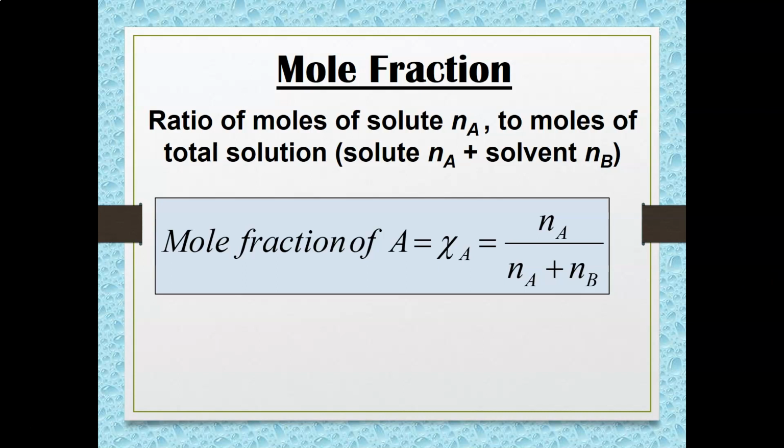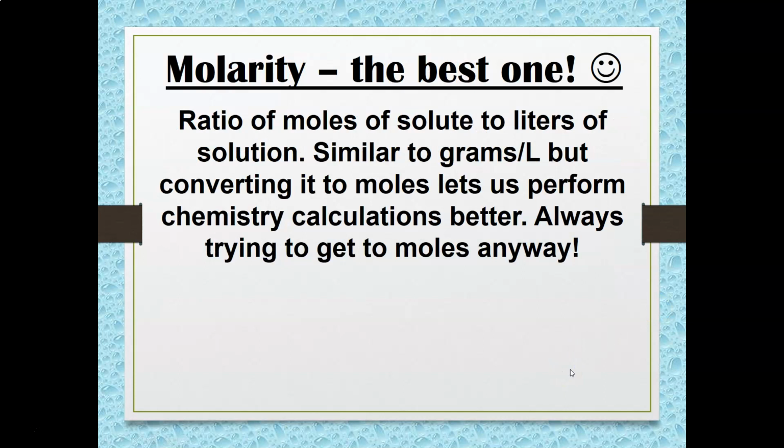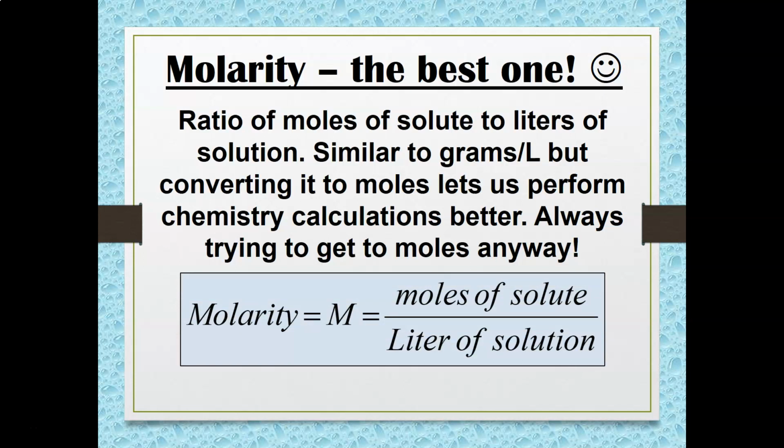The last one is what we call the best one. This is the one we use in chemistry all of the time. It's called molarity. This is very similar to grams per liter, but instead it's going to use moles, which for our purposes, remember, is a much better unit to be using. So molarity is moles of solute over the liters of solution. You should be noticing that most of these have that solution value on the bottom, and solute is on the top.